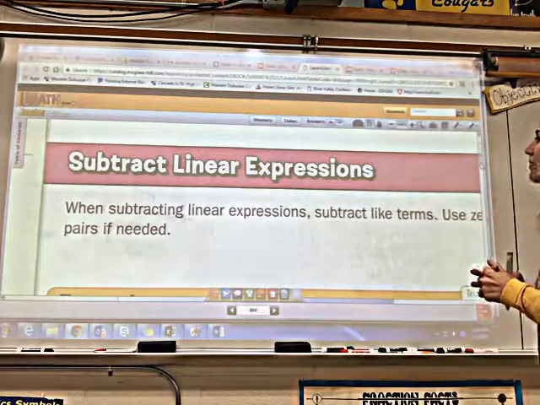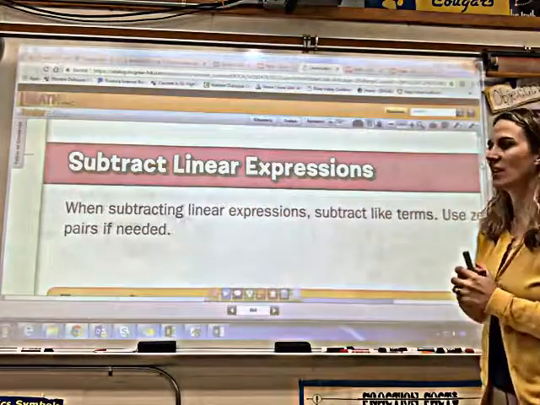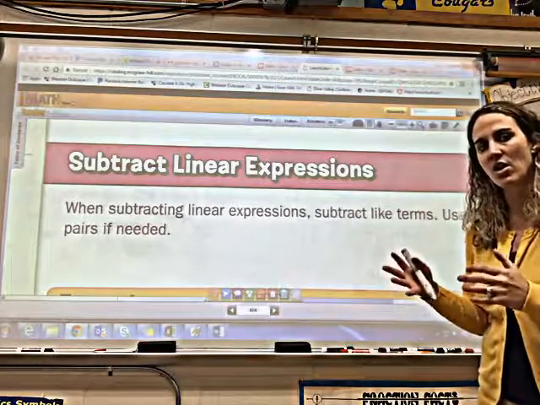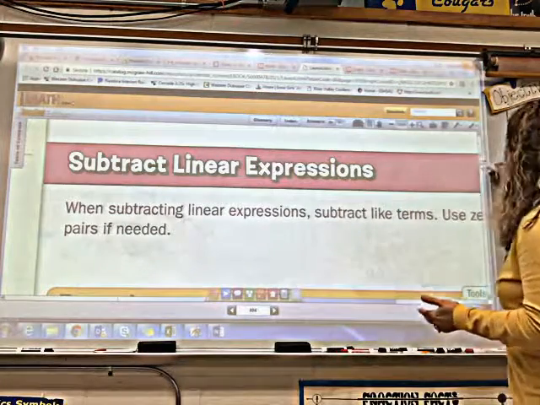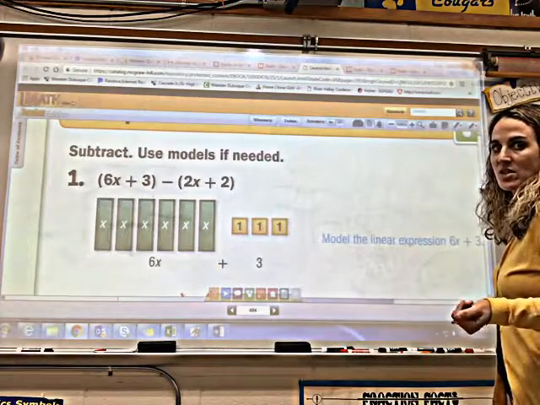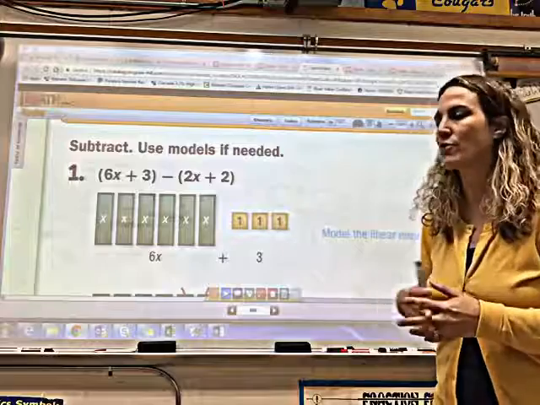So again, when we're subtracting, the biggest thing is we're going to be focusing on like terms. We're not going to be able to subtract things unless they are like. Variables are going to have to continue to be the same. If you're working with constants, they're going to have to be constants. We're not going to be able to combine 2x minus 5, for example.